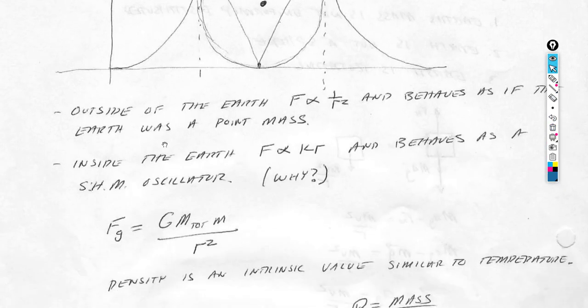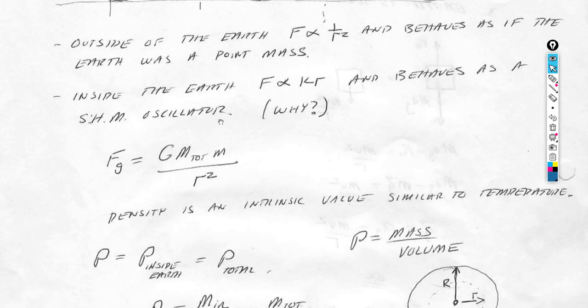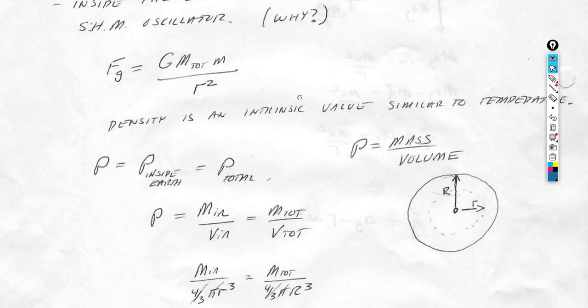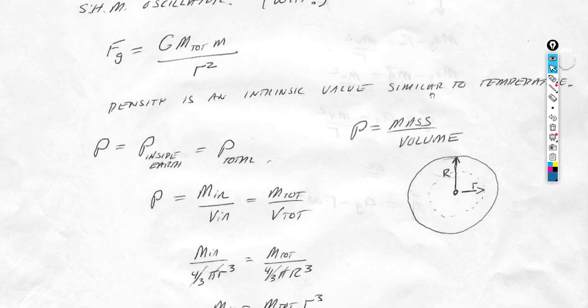So again, this is just saying outside the Earth, F is 1 over r squared. It behaves as if it was a point mass, but inside the Earth it is proportional to kr and behaves as a simple harmonic oscillator. Why? Well, we're going to do a little derivation here.